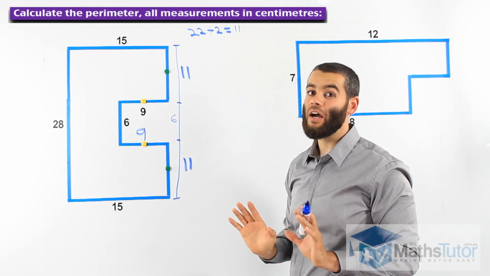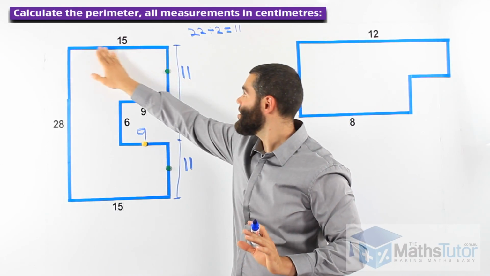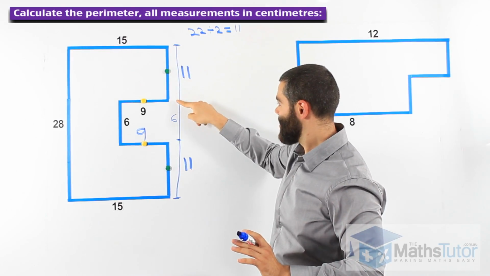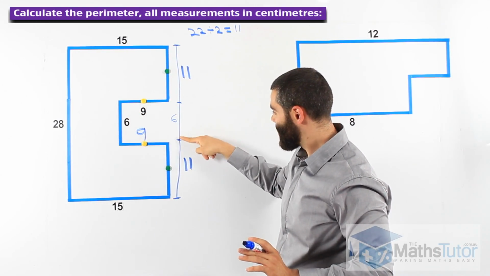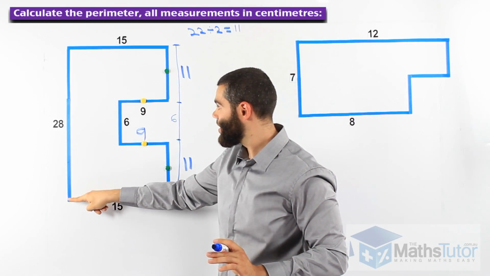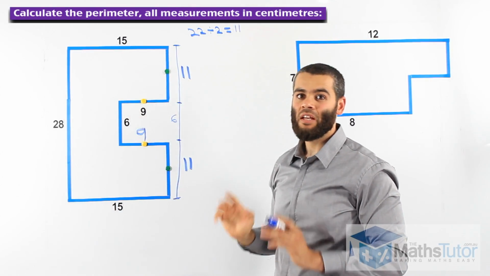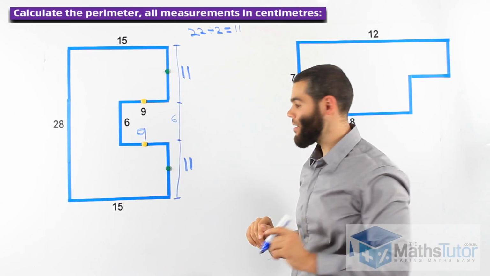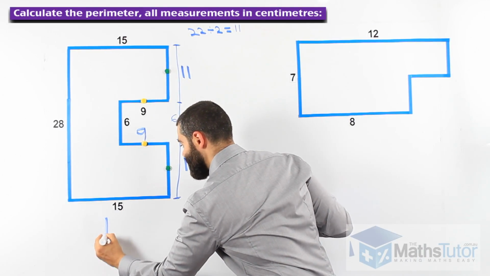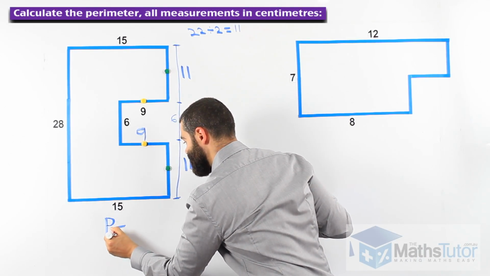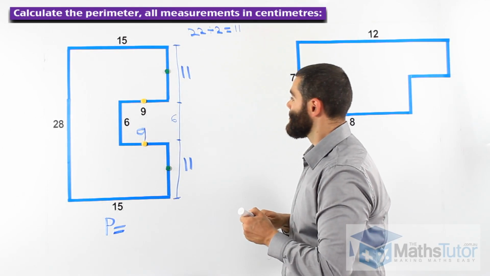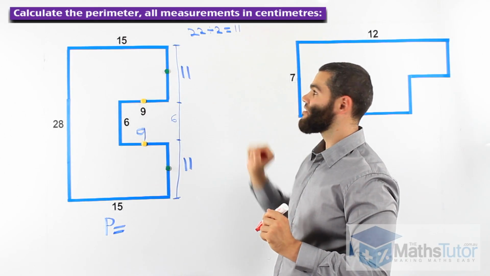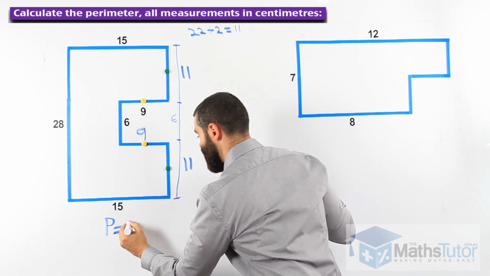So we are now on the right track. We have 15 plus 11 plus 9, plus 6, plus 9, plus 11, plus 15, plus 28. Now we can start adding them up. P for perimeter. We start adding up. I like to start from the top and go clockwise.